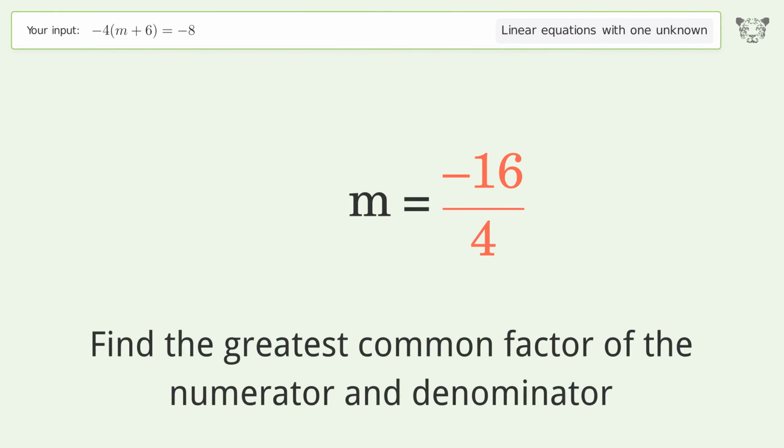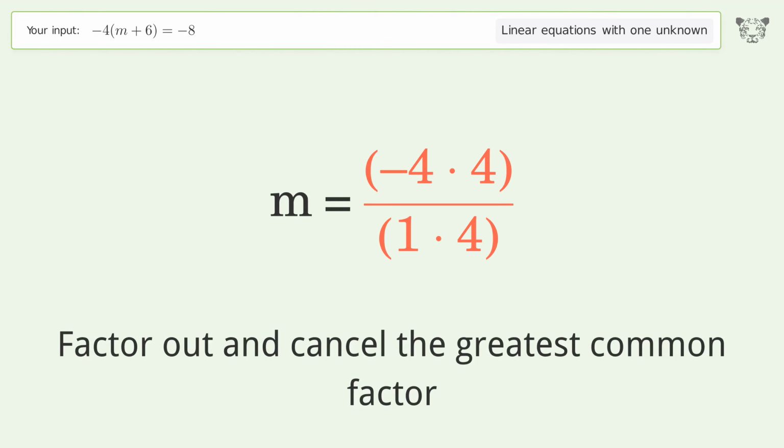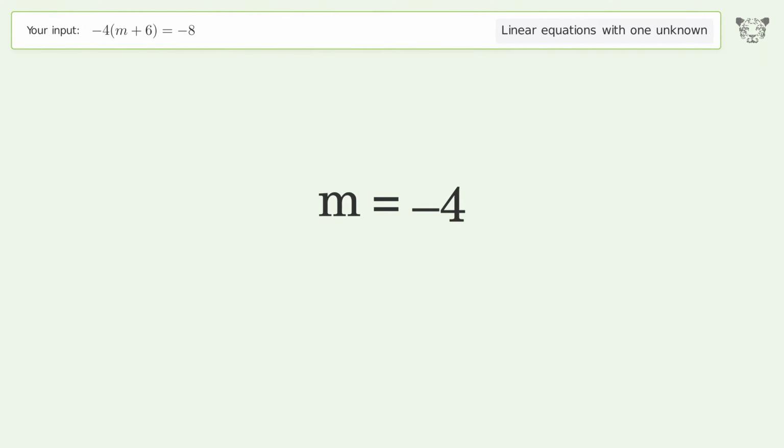Find the greatest common factor of the numerator and denominator. Factor out and cancel the greatest common factor. And so the final result is m = -4.